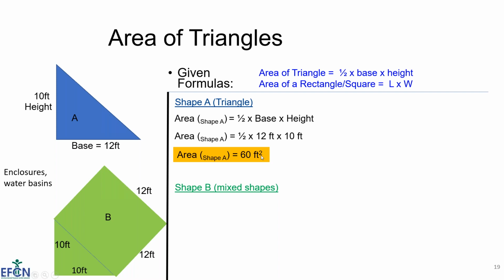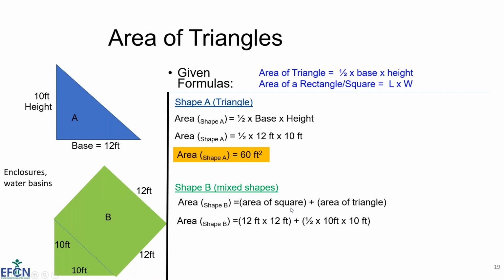Now my shape B is kind of a combination of shapes, and so to be able to get the area of that enclosure, I'd have to break it down into the basic shapes so that I can get the area of each shape and then add it up together. So there are two shapes here, and on shape B we have a square shape and we also have a triangular shape. So the area of that square is length multiplied by width, which is 12 multiplied by 12.